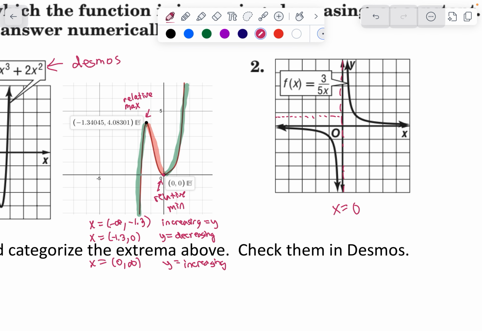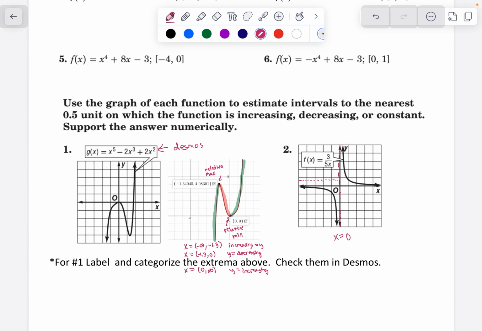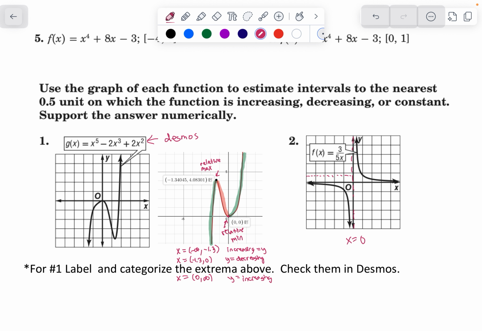So that is your assignment. Please try to get these average value functions, and what you see for 1 and 2, done by the end of class. Take a picture of it, turn it in. There you go. Have a great day.